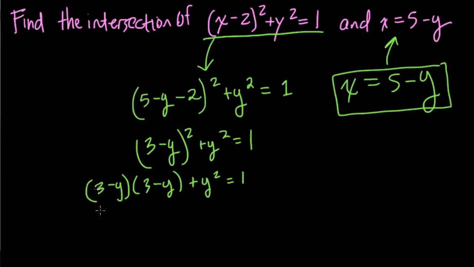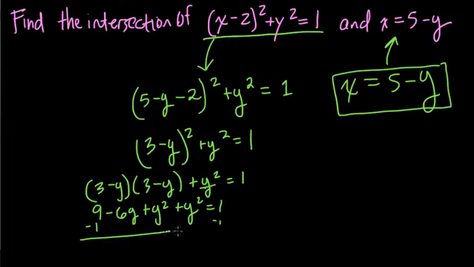Use the distributive property, we have 9 minus 3y and minus 3y, it's minus 6y, plus y squared from here equals 1. Now if we simplify it, I would subtract 1 from both sides, right, and combine like terms, and now we have an equation to work with. 1 minus 1 is 0, 9 minus 1 is 8. I'll put it over here though to keep it in a standard form. y squared plus y squared is 2y squared, right, and then we have minus 6y, plus 8 equals 0.